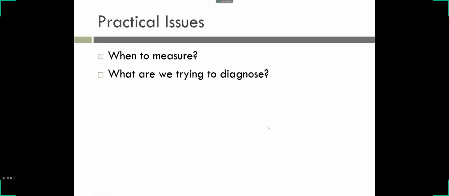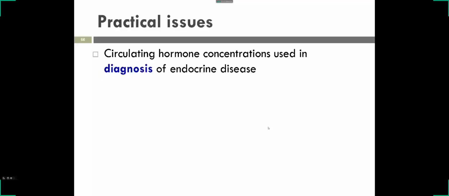So those are more sensitive. Tandem mass spec is a more sensitive method for detecting, but often unnecessary. But at low levels it can be. So the question is, when are these low levels and when do we measure? And what are we trying to diagnose by these measurements?